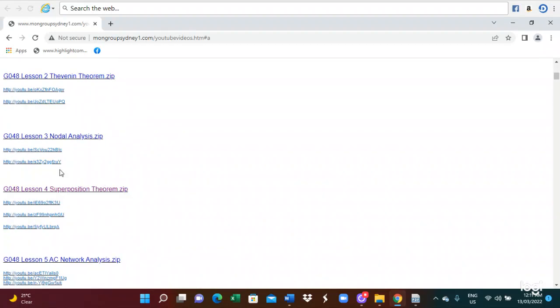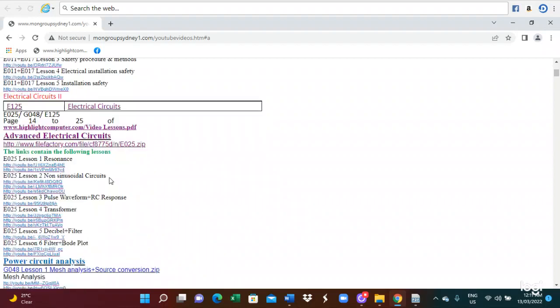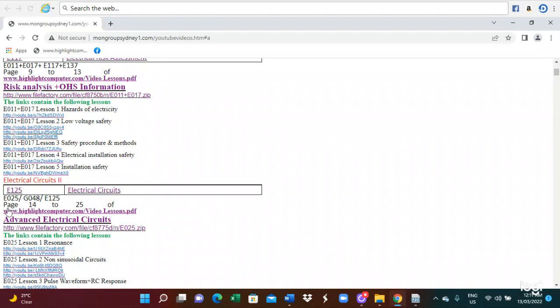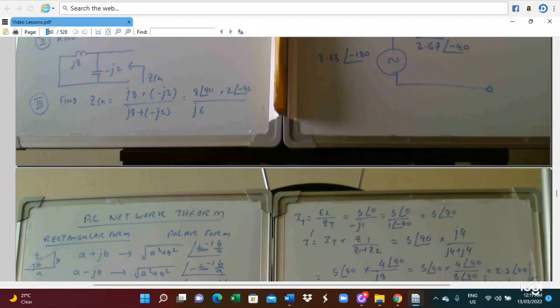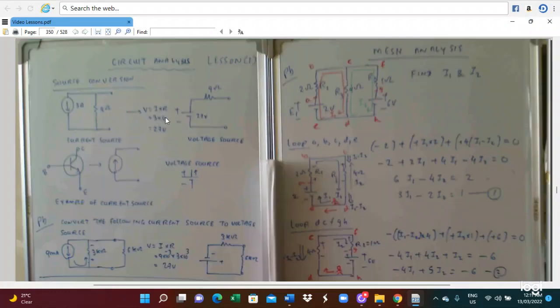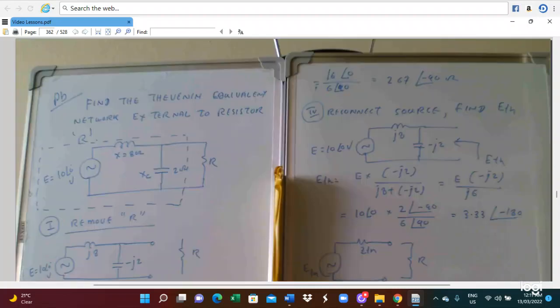And for the written notes for those videos, you can look at this link, www.highlightcomputer.com/video-lesson.pdf. When you click this link, you can see that this is a written note. The written note is page 350 to page 362. Pages 350 to 362 contain written resources and reference notes for those videos. So you look at the video and also read through the notes, then you can learn circuit analysis.